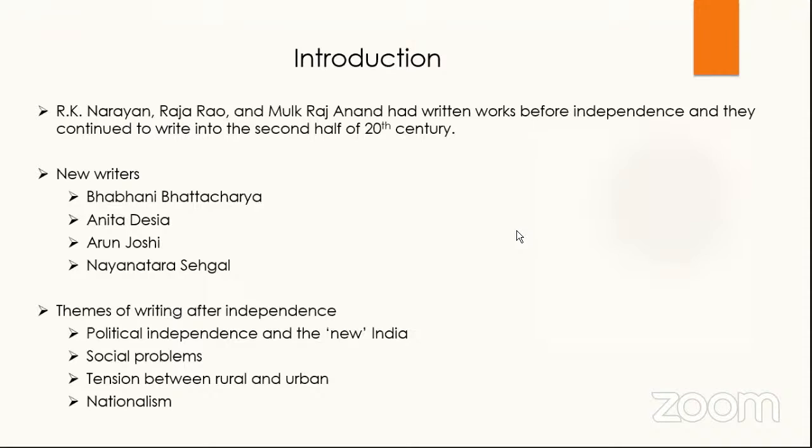The themes of writings after independence are listed on your screen. One is political independence and how the new nation is going to work. We've been fighting for independence for a long time, and we suddenly now have independence. Now, what do we do with this independence politically? That was a major theme in the writings of the post-independence era. They also continue to talk about social problems like poverty, class, and caste. If you remember, this was also one of the concerns of the trio, Narayan, Raja Rao, and Anand. So that continued to be a major theme after independence also.